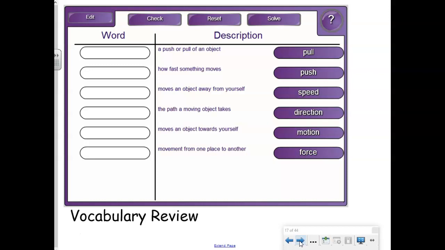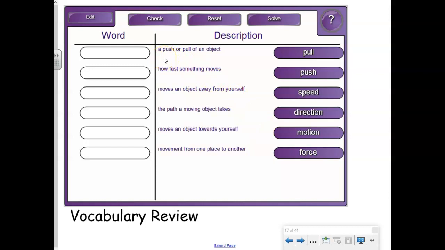All right, our vocabulary. We have what word? Pull. What word? Push. What word? Speed. What word? Direction. What word? Motion. What word? Force. All right, boys and girls, I will say the definition. You tell me what word.